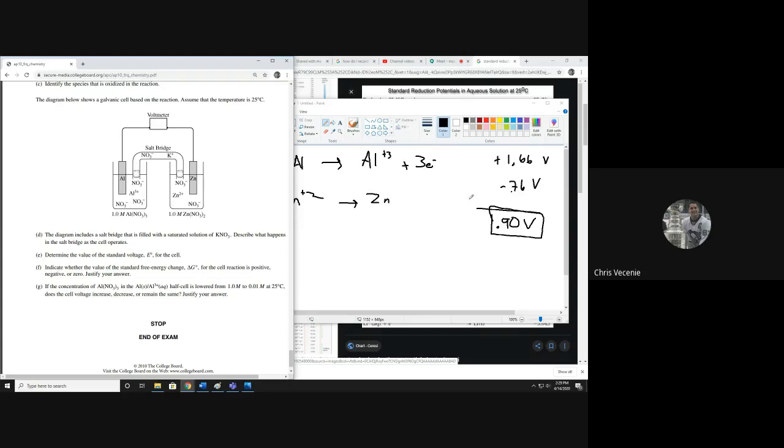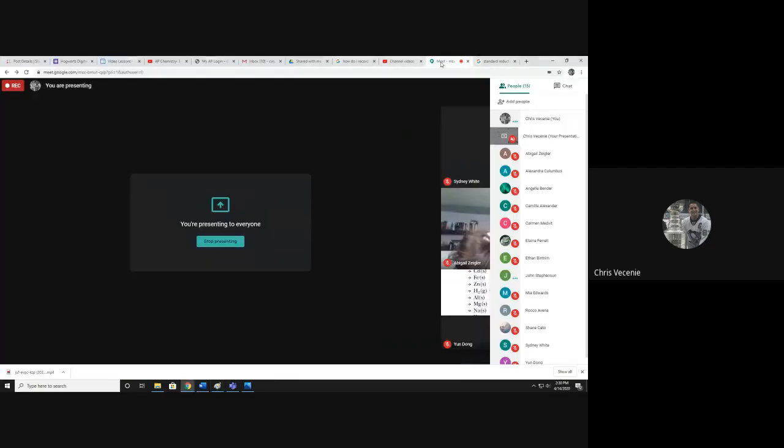Okay, so now we're into letter F. It says indicate whether the value of the standard free energy change, delta G, is positive, negative, or zero, and justify. You don't need to do any additional work. You guys know right now, based on what you're seeing, whether the delta G is going to be positive, negative, or zero. But let's refresh our memory real quick on scenarios of that.